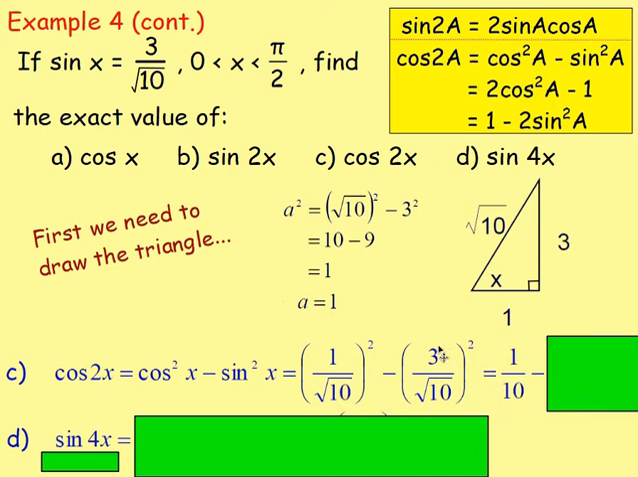You're taking away square the top, square the bottom, and you get 9 over 10. Giving you, well, 1/10 take away 9/10. Well, denominator is the same. 1 take away 9 is -8, so we get -8/10. I'm sure you all know, though, that would become -4/5.